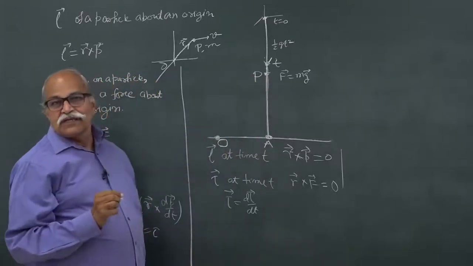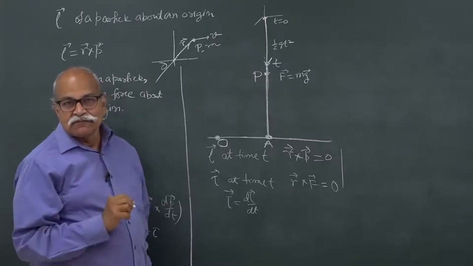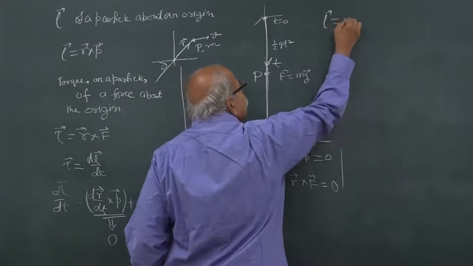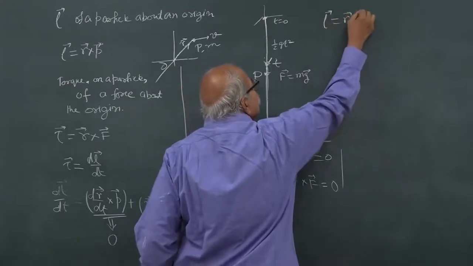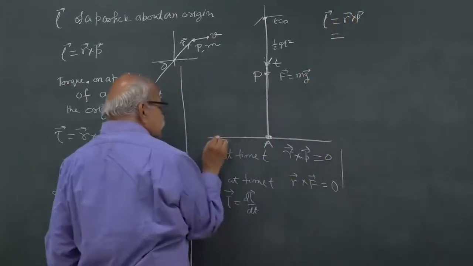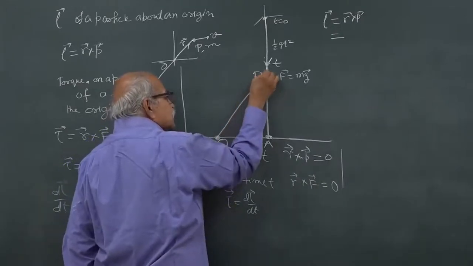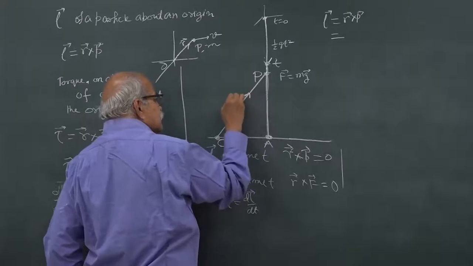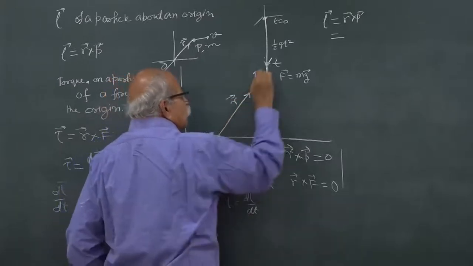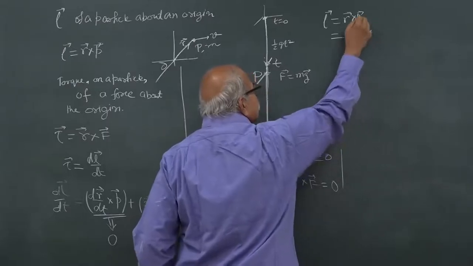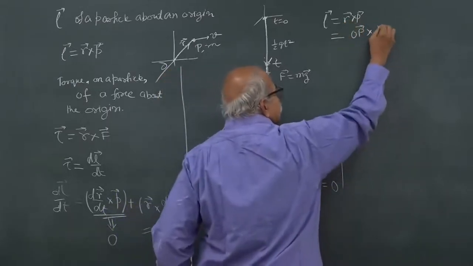Now, what is the angular momentum? Is it 0? The angular momentum L is r cross P, and the r vector is from the origin to the particle. So, this is the r vector, OP, cross product with the P vector, mass times velocity.